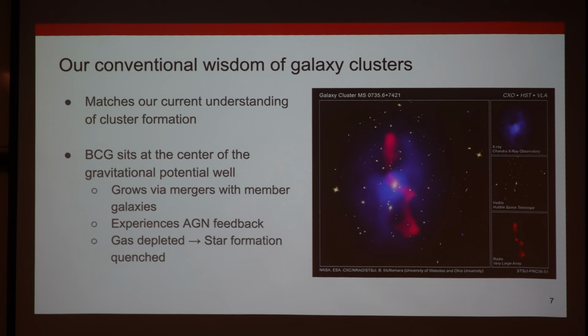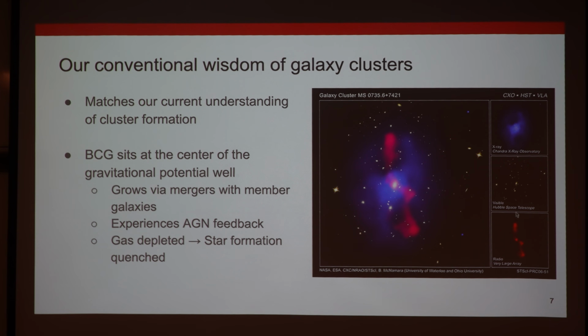AGN feedback. So here is my one slide introduction of AGN feedback, and here is the famous galaxy cluster MS0735. Here is the visible image of the galaxy, here is the X-ray, and here is the radio. In the X-ray, you can see the extended hot gas, just like what I showed you in the couple slides already. But the interesting thing is there is a gap here, like a circular gap. In the X-ray, we call that a cavity.